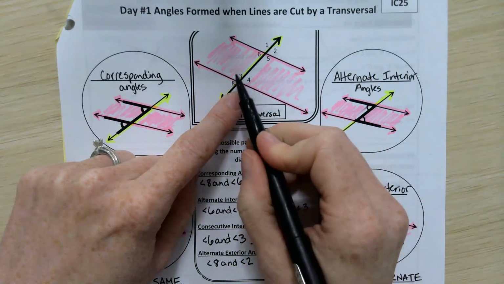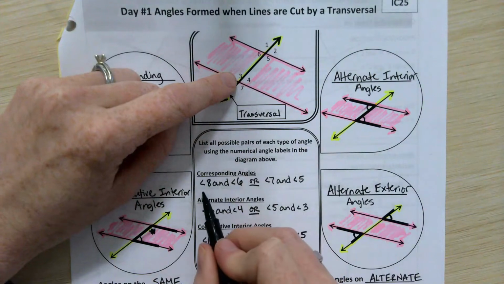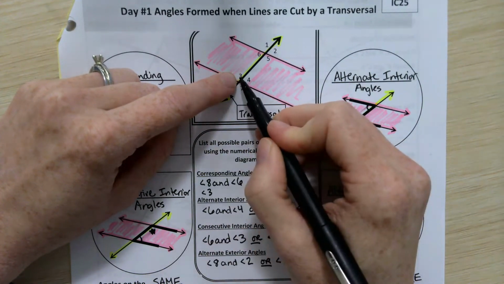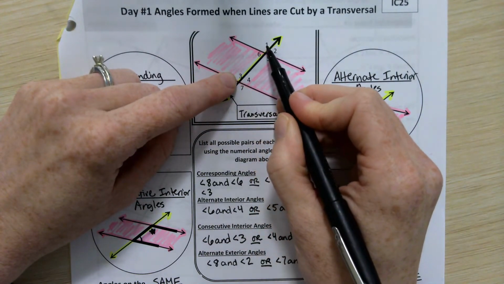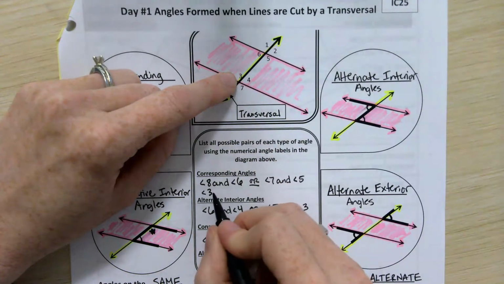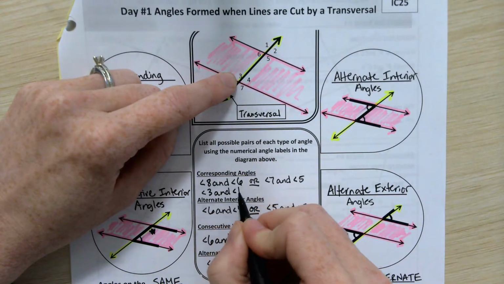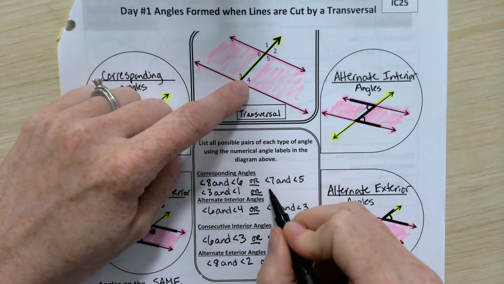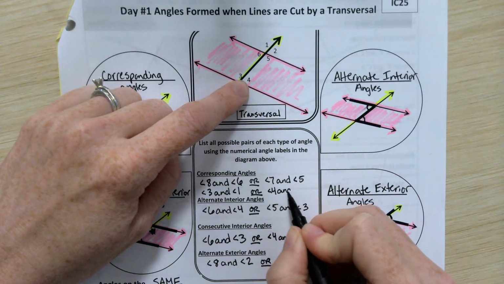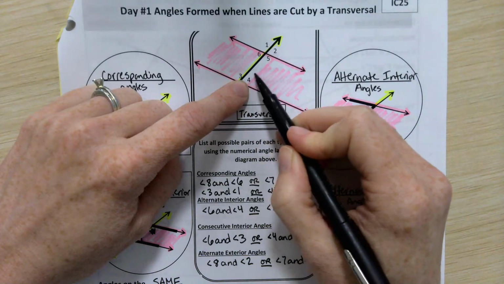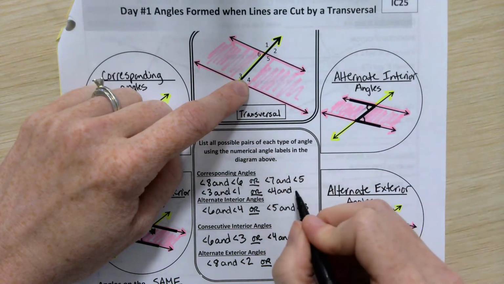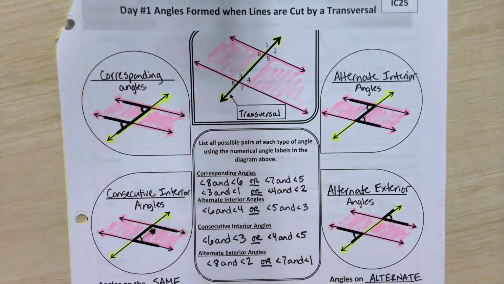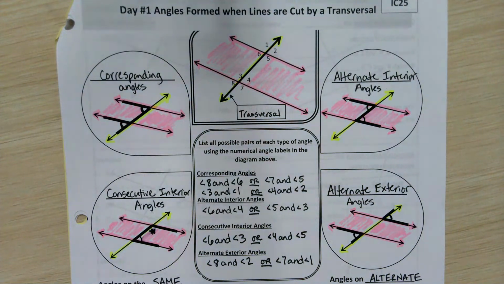Or let's say I start out on the interior. So angle 3. That means I'm going to slide up that transversal, stay on the same side, but move it to the exterior. So angle 3 and angle 1 would be a third set. And then last but not least, if I started off with angle 4 on the inside, slide up the same side of that transversal, but find the angle on the outside, angle 4 and angle 2 would be your final set of corresponding angles.